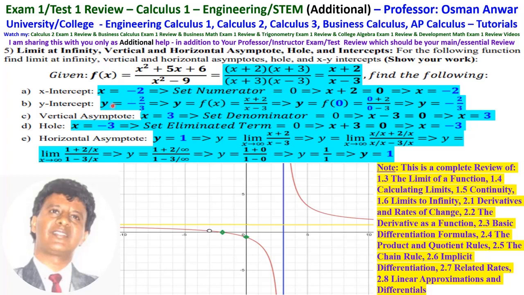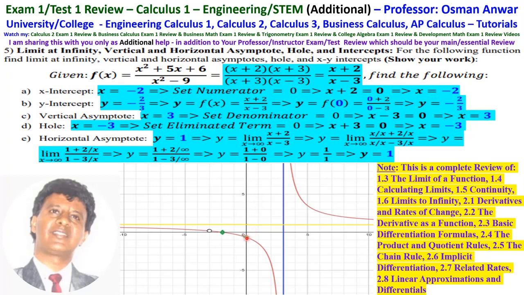So to find the x-intercept, set the numerator equal to 0, which is x plus 2 equal to 0, x equals minus 2 is the x-intercept. To find the y-intercept, simply it is f of 0, which is 0 plus 2 over 0 minus 3, y equals minus 2 over 3.